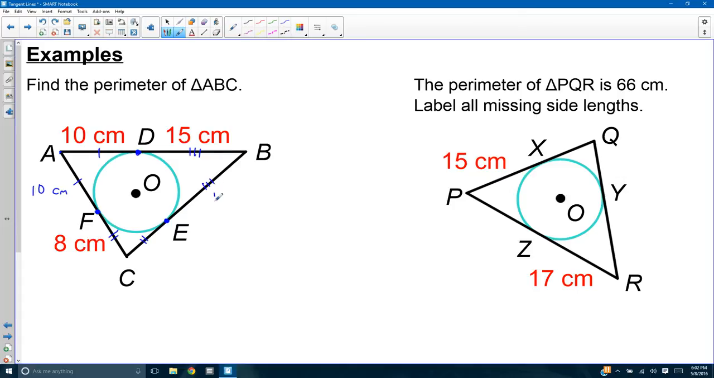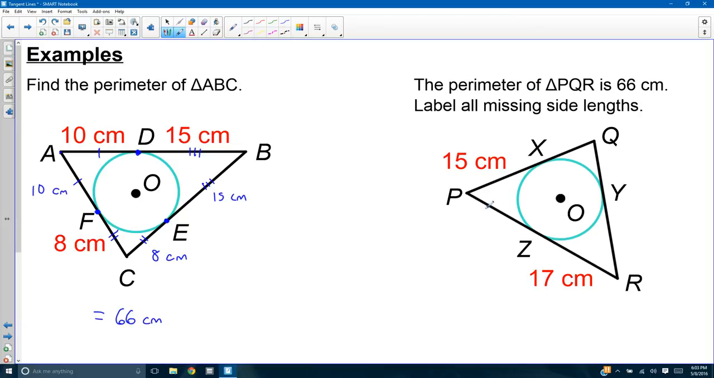This and this are 15 centimeters. And this are 8 centimeters. Okay. Add them all up, or really 2 sets of 10 plus 2 sets of 15 plus 2 sets of 8: 20 plus 30 is 50 plus 16 is 66. Okay. All right, the next one is 66 centimeters, and we're going to label all the missing sides and lengths as a result of that.